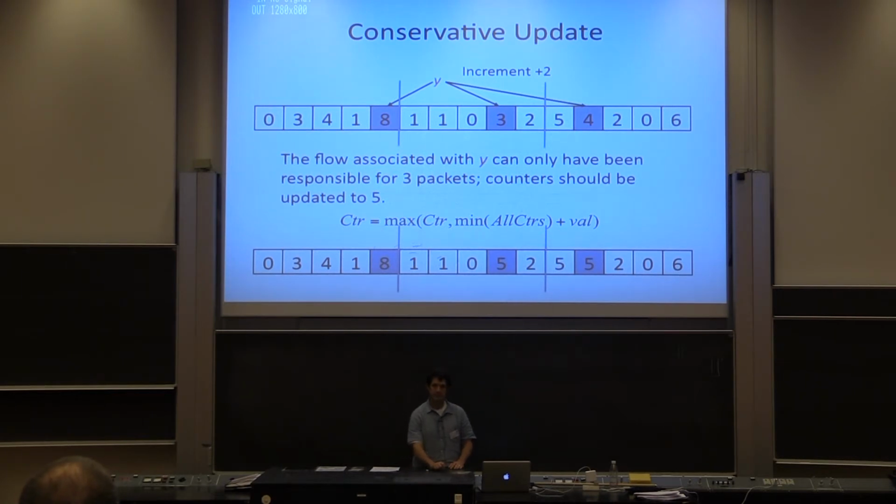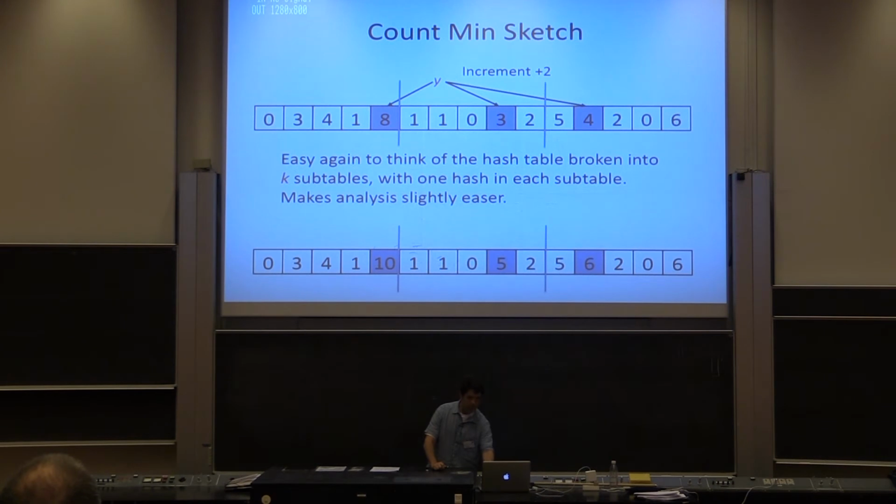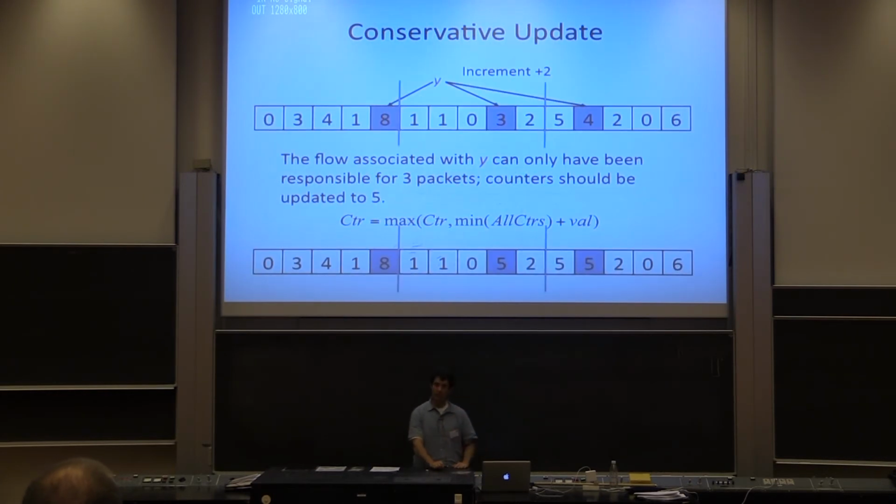But you lose the deletions. You also lose the ability to delete. The original operation is no longer reversible, right? If you just increment and you wanted to delete something, then you could decrement it, like a counting bloom filter. Once you do conservative update, you lose the ability to delete. That's for the other feature.